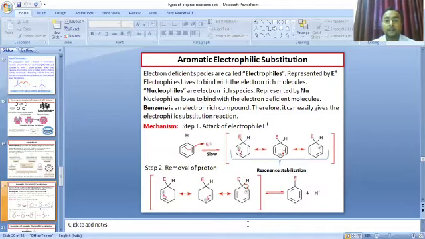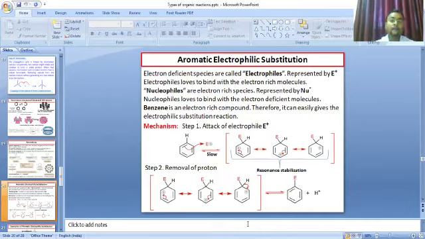What are electrophiles? Electrophiles are electron deficient species, which are represented by E+. The positive sign represents the electrophile. That means they are electron loving. Electrophiles love to bind with electron-rich molecules. In the opposite, nucleophiles are the electron-rich species, which are represented by negatively charged species. There will be a lone pair of electrons present on the nucleophiles, and nucleophiles love to bind with electron-deficient molecules. Benzene, as we all know, is an electron-rich compound, therefore it can easily give the electrophilic substitution reaction.